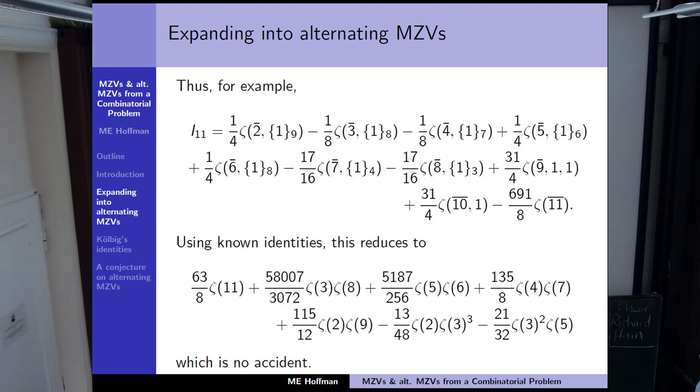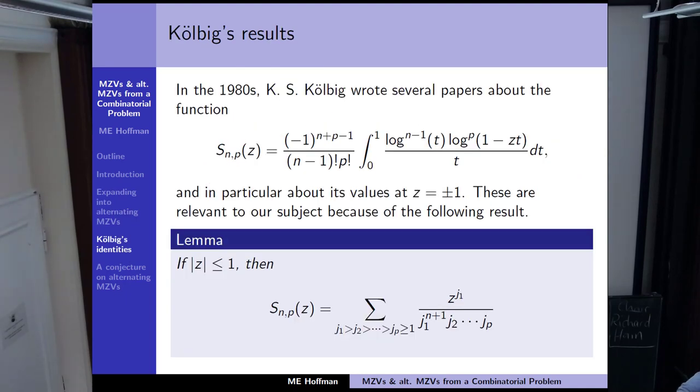Okay, so that sort of brings us to the second part of the problem. We now have an expression for the numerators in this asymptotic series as alternating zeta values, and we know the coefficients. The question is, can you always reduce that to a polynomial in just ordinary zeta values? Well, yeah, you can. That's the second major step here. And these go back, as it turns out, to some papers by K.S. Kolbig from the 1980s.